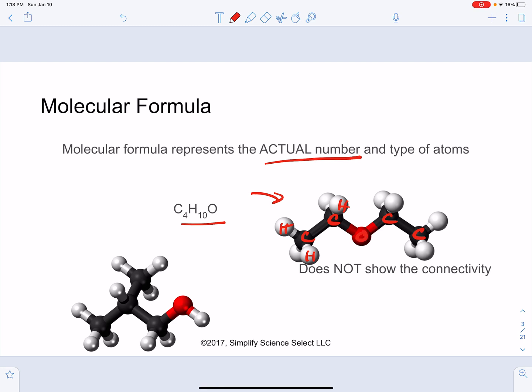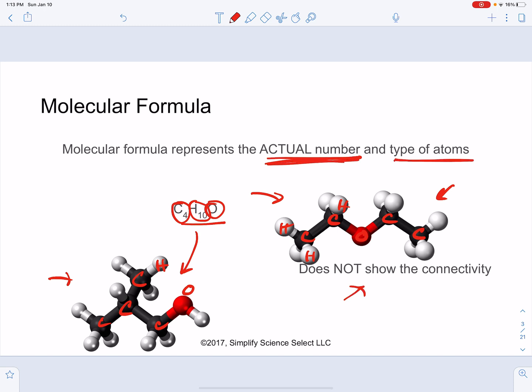So we have 10 hydrogens in this molecule, we have 4 carbons in this molecule, and we have 1 oxygen. But if you look at the second structure, we still have 4 carbons, we still have 10 hydrogens, and we still have 1 oxygen, but this molecule looks very different from this one. So a molecular formula represents the actual number and types of atoms, but it doesn't show anything about how they're connected.